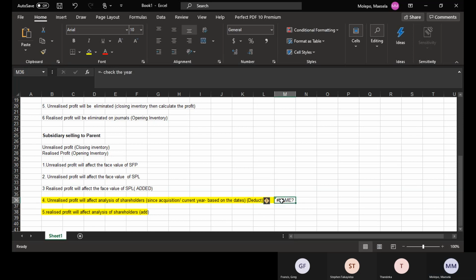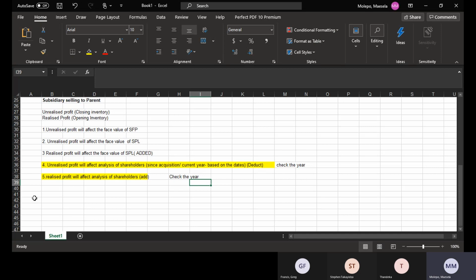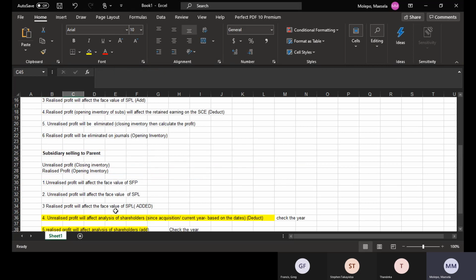So that you can know, you check the year here so that you know whether it's going to affect your since acquisition or the current year. And then lastly, your unrealized profit will be eliminated. So this one will be based on the closing inventory. So it's important to know here what affects which portion.